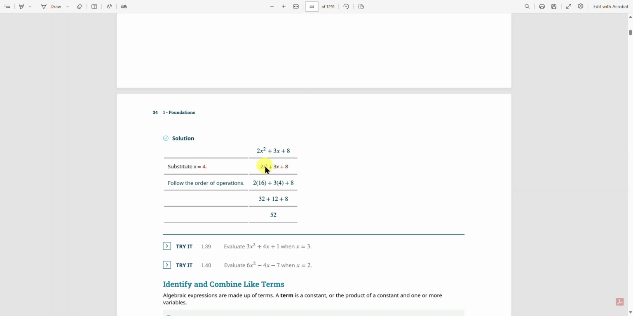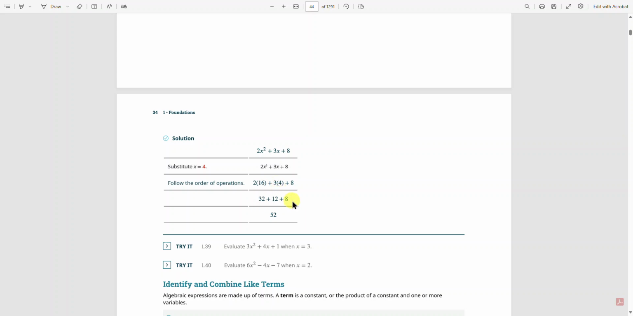2 times 4 squared, we solve the exponent first, following the order of operations. So we see 2 times 16. We then have simply substituted x with 4, so we have 3 times 4, and then we have the addition of 8. So 2 times 16 plus 3 times 4 plus 8. When we look at this expression, we see that we've got two different operations. We've got multiplication and we've got addition, and we do multiplication first. So 2 times 16 gives us 32. 3 times 4 gives us 12.